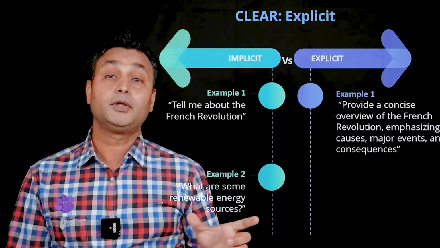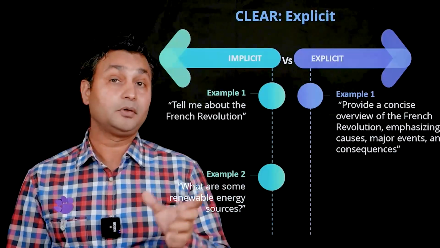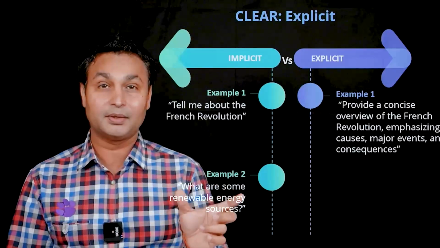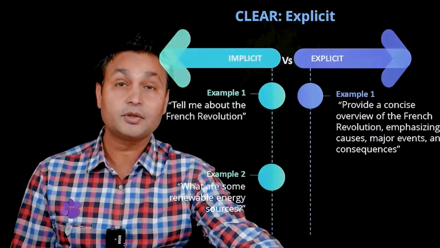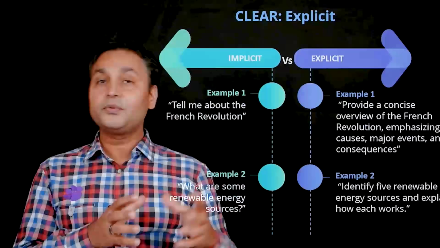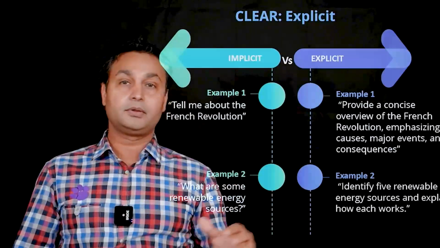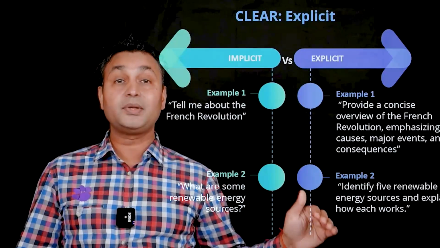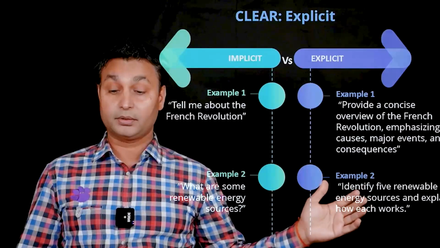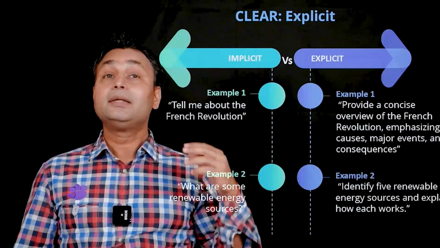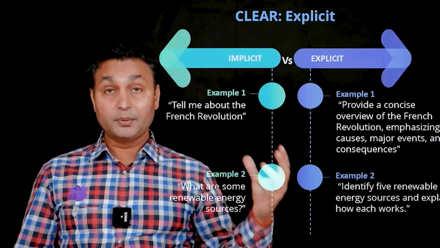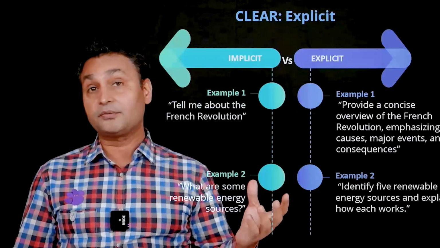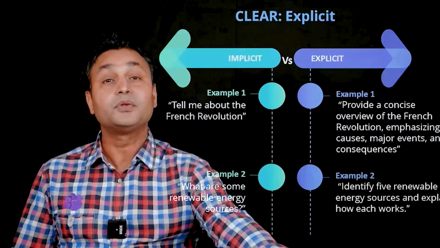Here is the second example. What are some renewable energy sources? Again, implicitly you are assuming that ChatGPT knows everything about renewable energy sources, but you can provide a prompt which is a little bit more explicit than what is given in this example. So, identify 5 renewable energy sources and explain how each of these works, right? And if you're doing that, then you are setting up an example or explicit prompt that is going to lead to better responses from the ChatGPT interface.